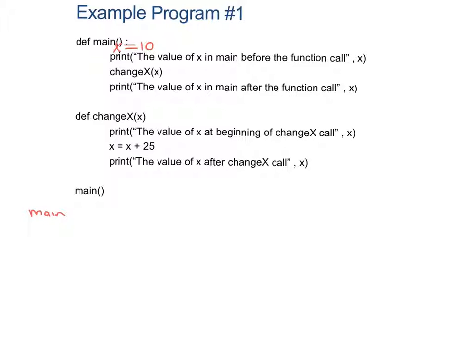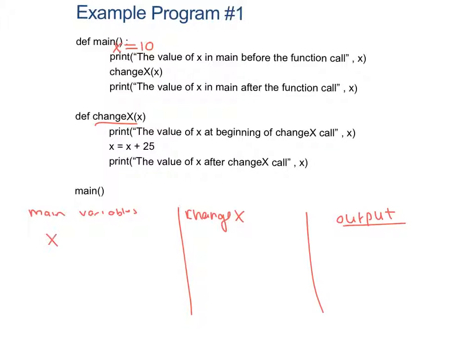And then from here, what I notice is that I have two functions. So I'm going to have main's variables saved in this chunk of space, I'm going to have my change x, that's my other function, saved here, and then I'm going to have my output over here. So the first thing I see is that in main, the variable x is set to 10, so it starts at the value 10. Then I have a very long print statement there. I'm just going to do main x before to shorten it up a little bit.